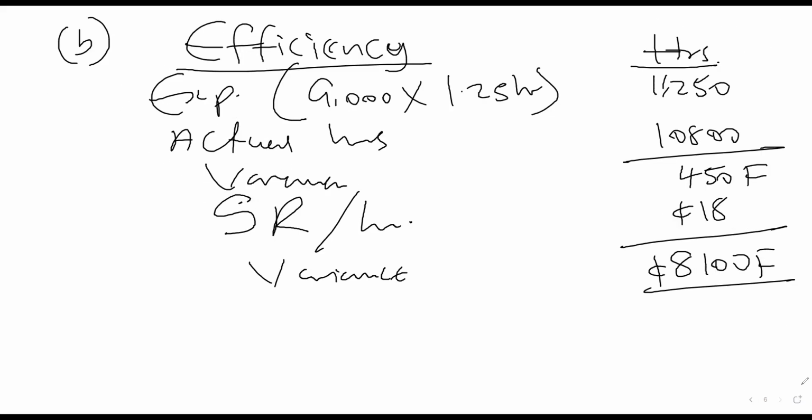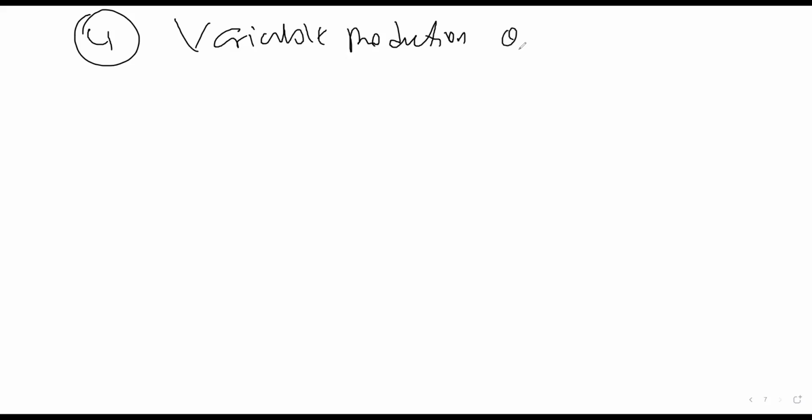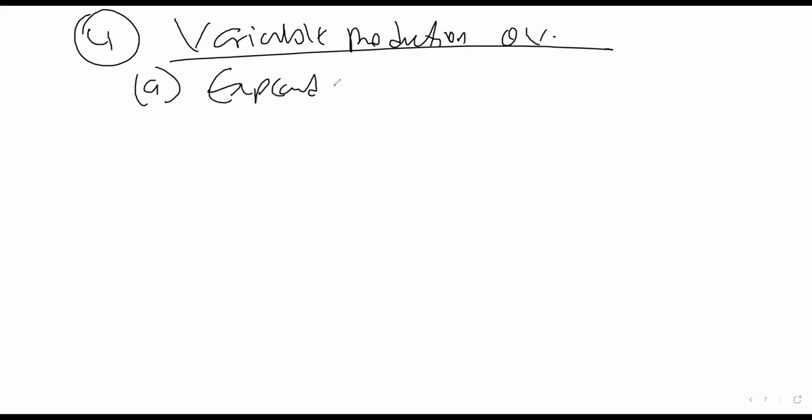Number 3, we're on the fourth one. Variable production overhead. There are 2 types. A, we have the expenditure, which is the same as the rate. Expenditure is the same as labor rate.